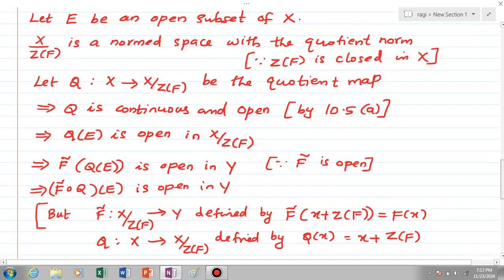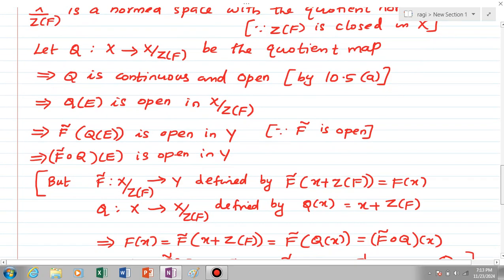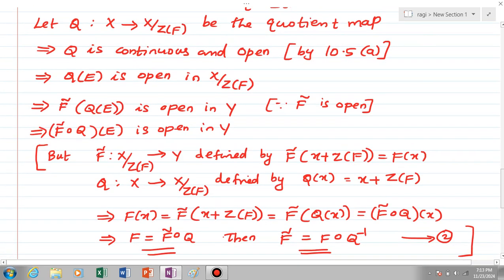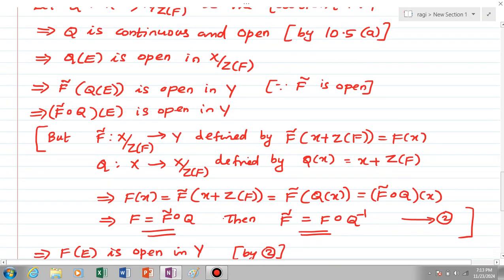But we know f tilde is defined by f tilde of x plus Z of f is equal to f of x, and Q is defined by Q of x is equal to x plus Z of f. Combining these two, we can see that f of x is equal to f tilde of x plus Z of f, which is equal to f tilde of Q of x. Okay, because Q of x is equal to x plus Z of f, and that is equal to f tilde composition Q of x. This means that f is equal to f tilde composition Q. Then we can see that f tilde is equal to f composite Q inverse. Okay, let it be equation number 2.